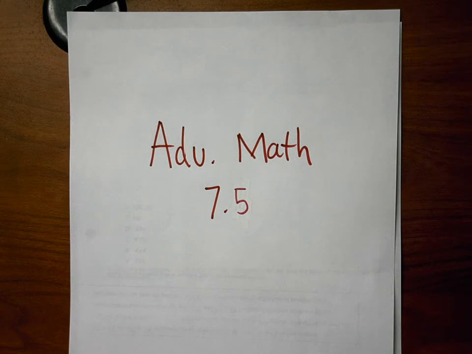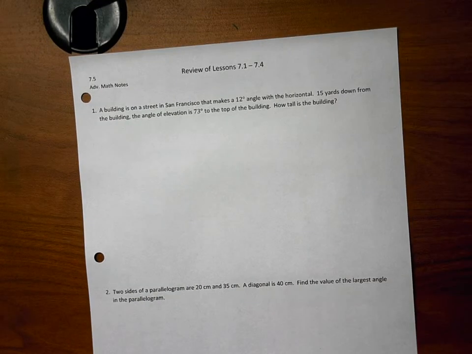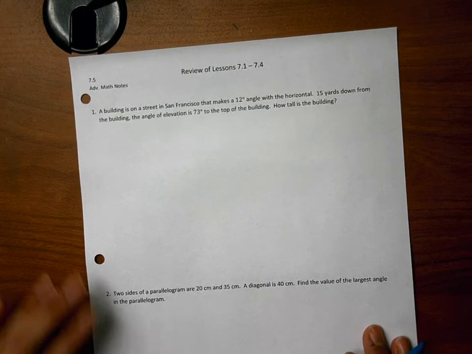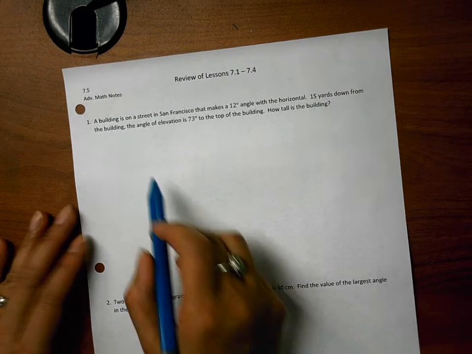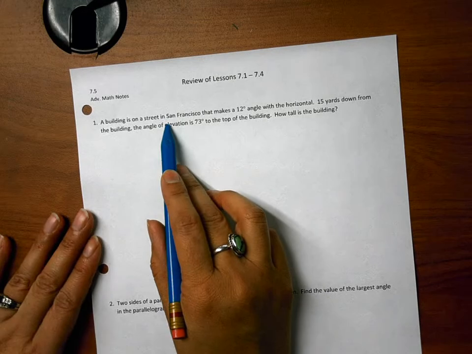This is Advanced Math 7.5 Notes. That's Unit 7, Lesson 5. The lesson is actually a review of two quick review problems of stuff we've seen before. Again, it is a little hard and difficult, so you want to make sure you are paying attention.